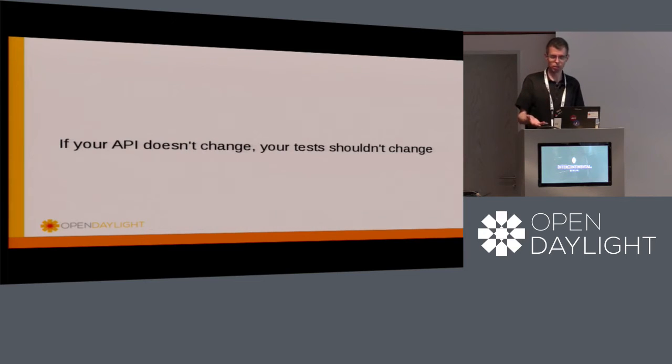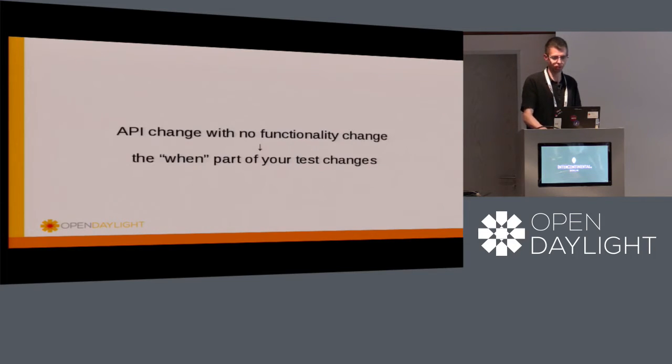The benefit this brings you is that when you write tests this way, if your API doesn't change, your tests shouldn't change. And that means that you can rewrite your implementation. If your API doesn't change, your tests don't change, and that gives you a very, very useful safety net.